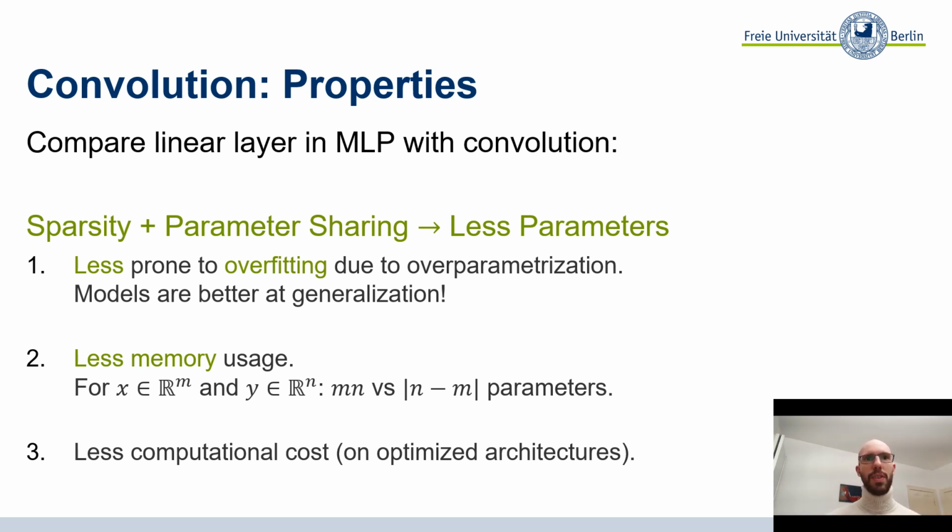The second advantage is that we have less memory usage, because obviously it's much cheaper to store a kernel with 3 entries than to store a 3 × 5 matrix. And if we generalize this to arbitrary sizes, this is even more so the case. A further nice property is that we can even have less computational cost if we use optimized architectures, because each output neuron has fewer ingoing connections. So we also need to perform fewer multiplications and additions.